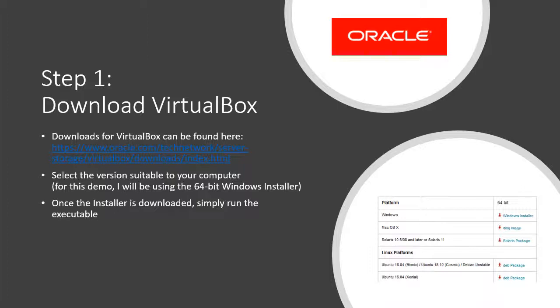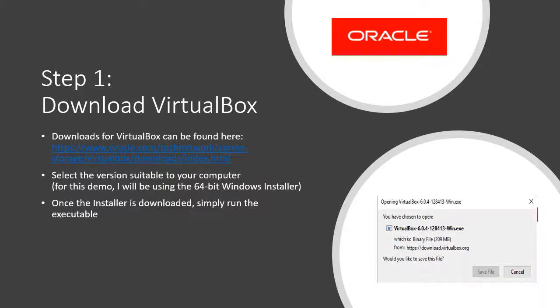You can just do a quick Google search for VirtualBox downloads and it should be one of the first results, or you can try and follow this link I have on this slide. For the sake of this demo, I'll be using the 64-bit Windows installer. If you're using Mac OS or any versions of Ubuntu, you may need to follow some other instructions.